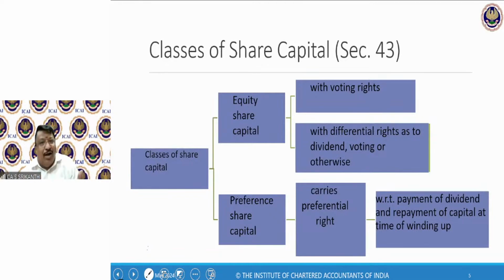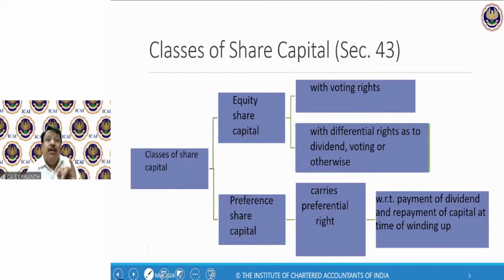But on a poll, what happens? 60% versus 40%. With a simple majority, who will win? Always this guy will win. Simple majority means the number of votes cast in favor exceeds the number of votes cast against. The 60% side will always win. On a poll, the majority will always win. In an ordinary resolution, the majority will always win.